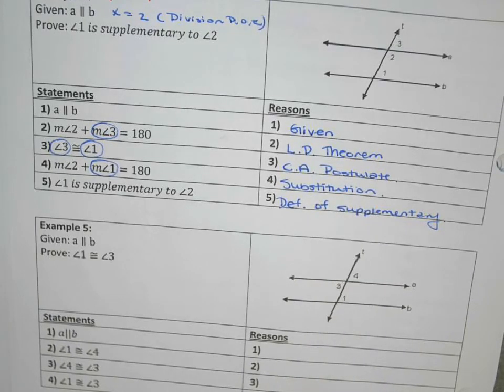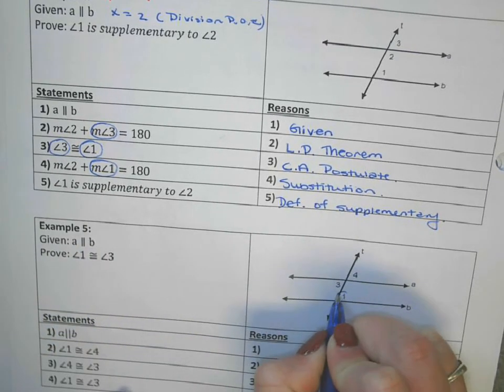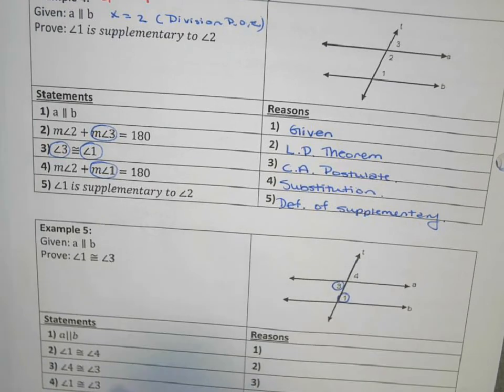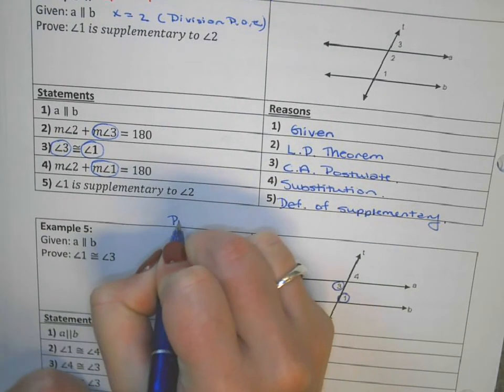We're given that A is parallel to B. We're trying to prove that 1 and 3 from our diagram are congruent. That means we're probably trying to prove what kind of angles are those? What kind of pair? Alternate interior angles. That means we're trying to prove here the AIA theorem.